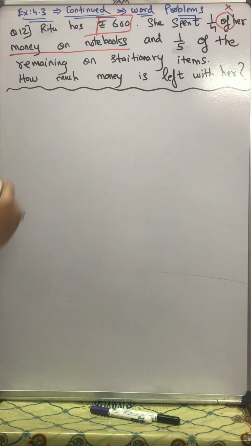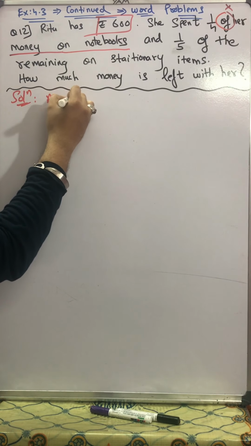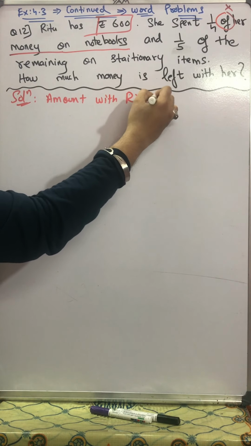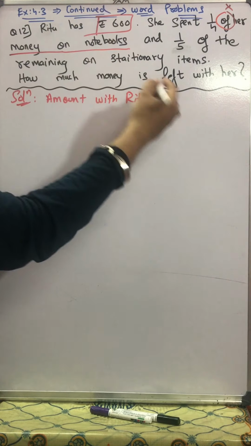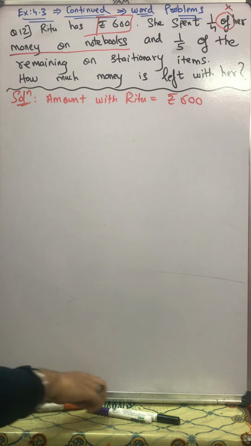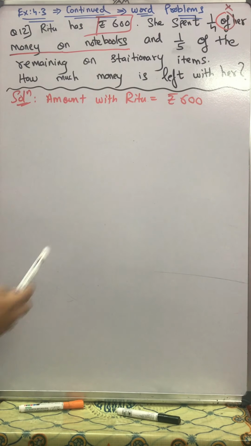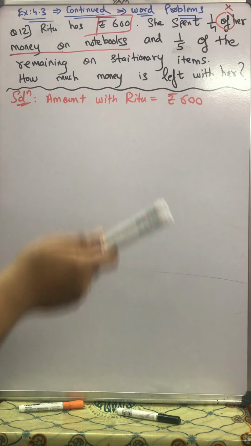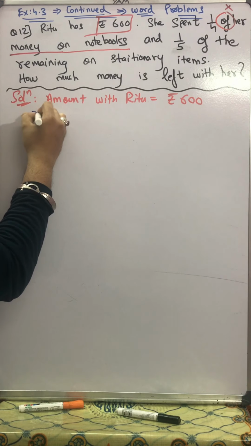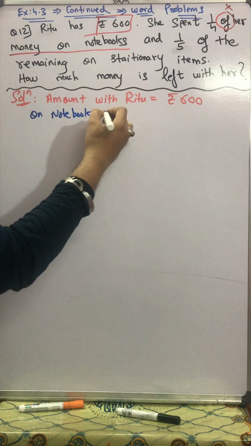So students, let's write up till now what we have seen. Let's write amount with Ritu, solution. It's given to us that Ritu has rupees 600. Next, she spent 1/4 of her money on notebooks. So now let's calculate her expense on notebooks.